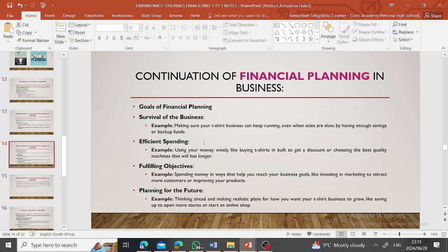And then it's also going to help with efficient spending, using your money wisely, like buying t-shirts in bulk to get a discount or choosing the best quality machines that would last longer. And then we are fulfilling objectives, for example, spending money in ways that reach your business's goals, like investing in marketing to attract more customers and improving your products.